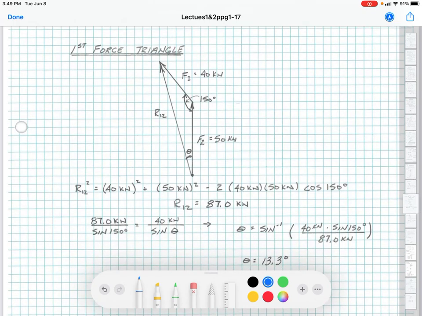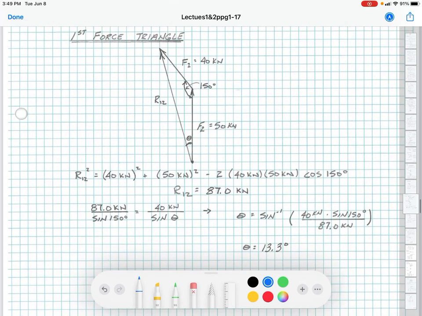And we use our law of cosines: R12 squared equals F1 squared plus F2 squared minus 2 F1 F2 times the cosine of that included angle, 150. And we get that R12 equals 87 kilonewtons.